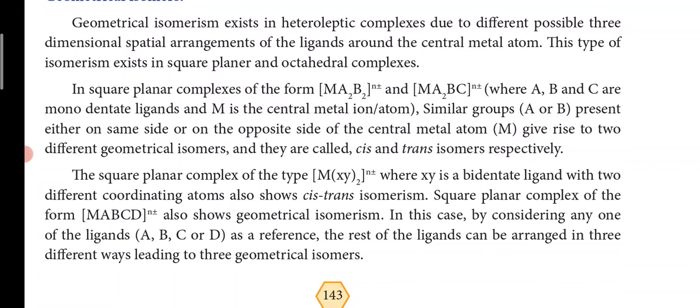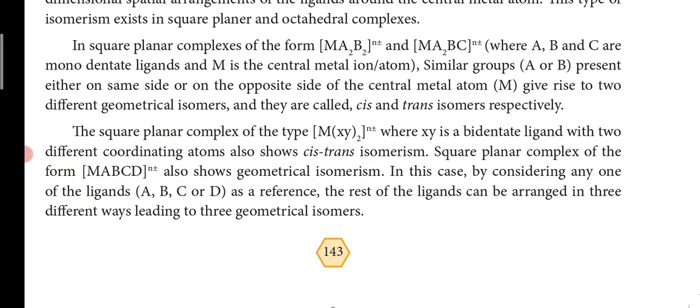So similar groups of A or B present either on the same or on the opposite side of the central metal atom give rise to two different geometrical isomers. They are called cis and trans isomers respectively. So this gives two possible isomers, cis and trans. We will see how they are done. Mostly it is square planar and octahedral complexes where this is possible.